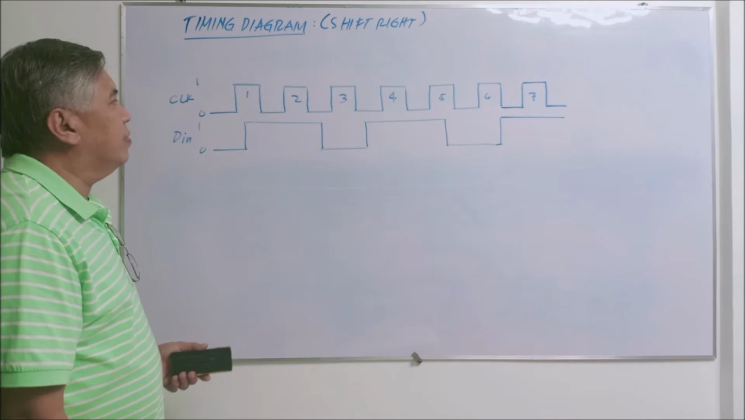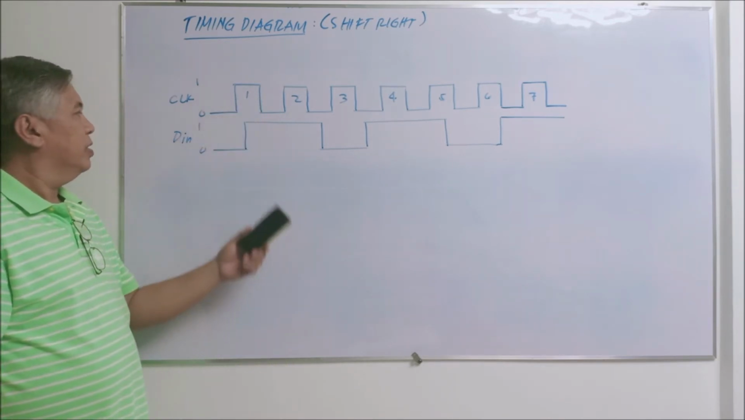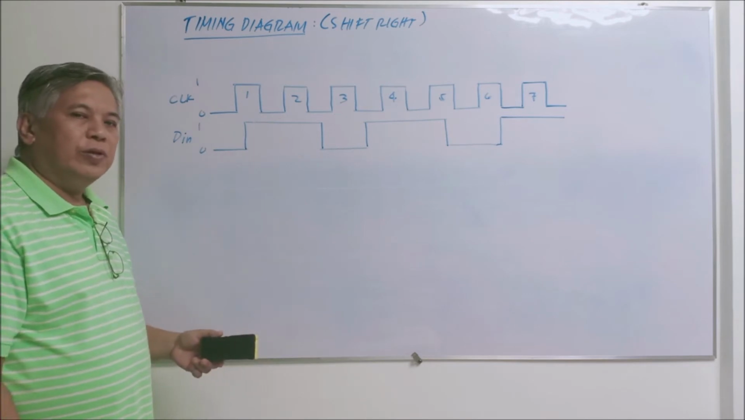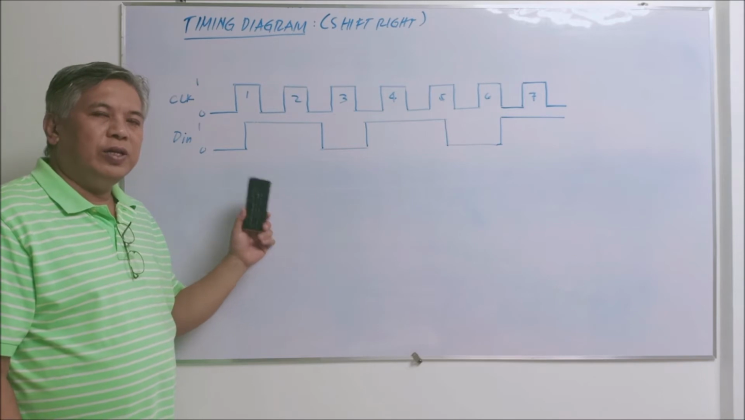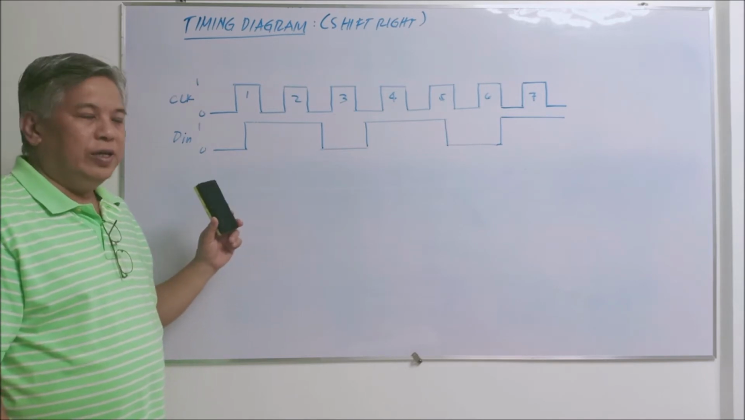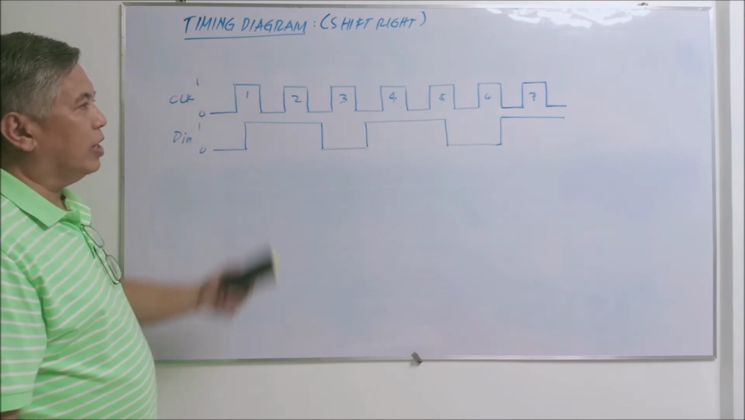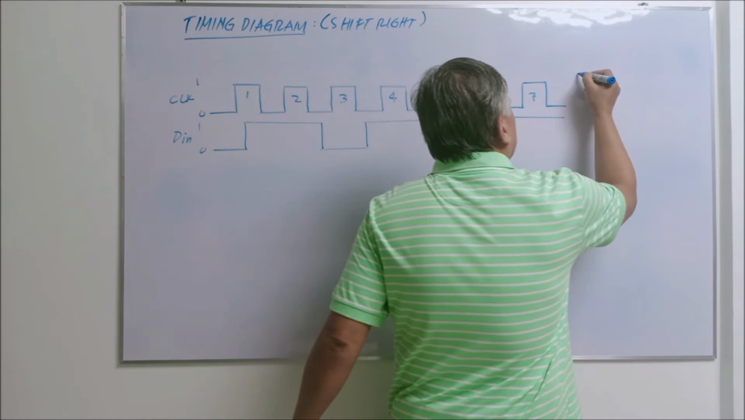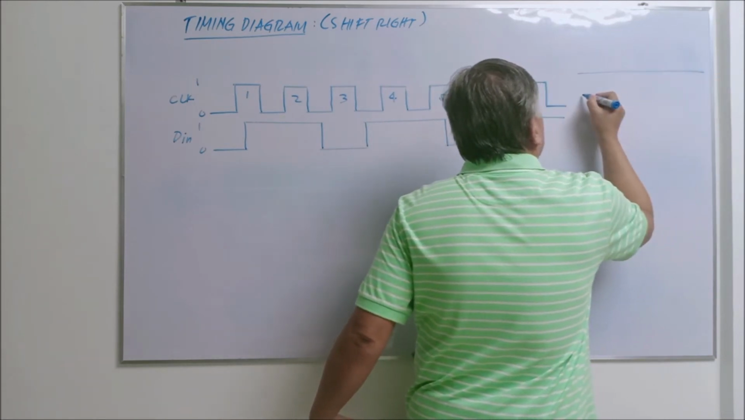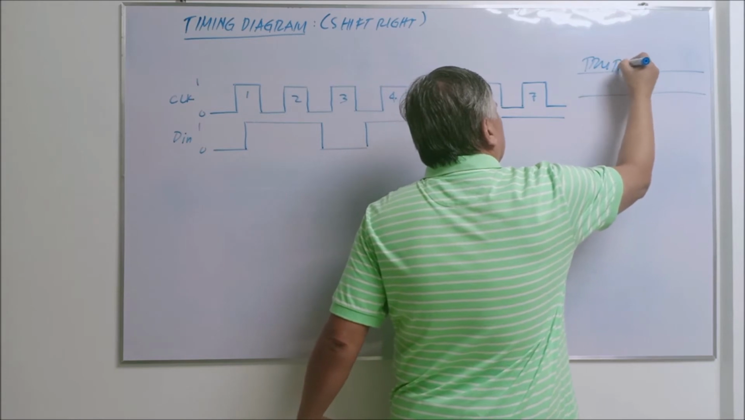Timing diagram for a shift right register. What is given is your clock and your D input. We now want to determine the values of Q sub 3, Q sub 2, Q sub 1, and Q sub 0. So this is, again, the input and the clock. The first step that we should do is to make a table. This is your truth table.